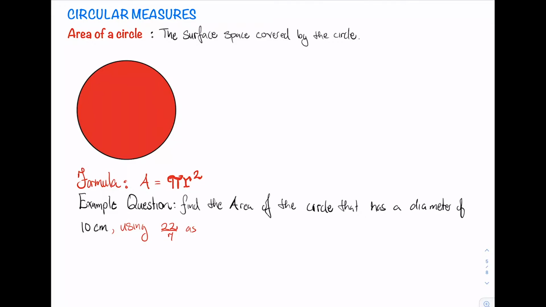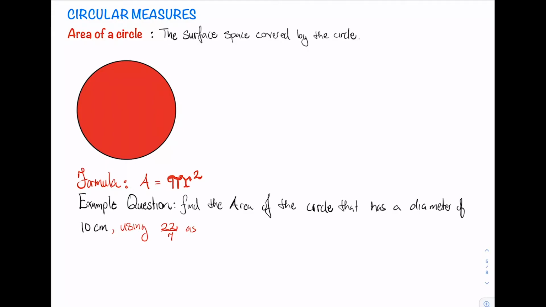And of course, in this video, we'll be looking at circular measures, which relates to the measures for a circle. This is still a part of our series on the circle, which is a prerequisite for our videos on circle theorems. So here we'll be talking about the area of a circle.